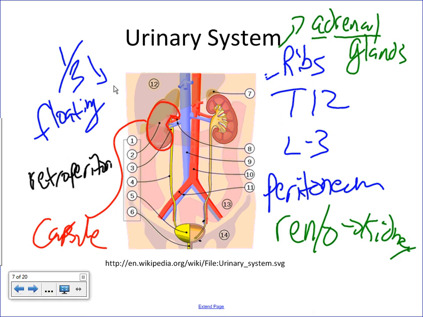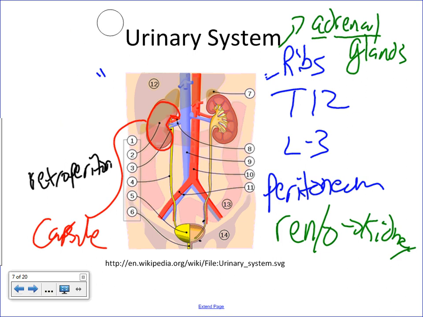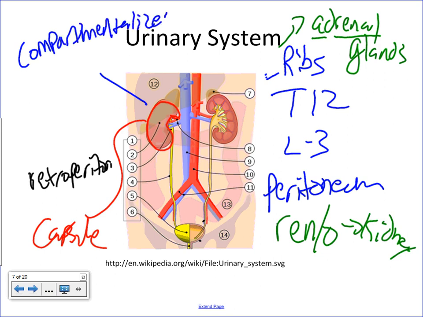But you get to see that full view of that capsule, and what's important is that the capsule compartmentalizes the kidneys. Another word for this would be isolates. This isn't the only organ. When you learned about the respiratory system, you talked about the pleural membranes. But if we have this wrapping around the kidneys, this tissue is going to isolate the kidneys essentially from the rest of the body.